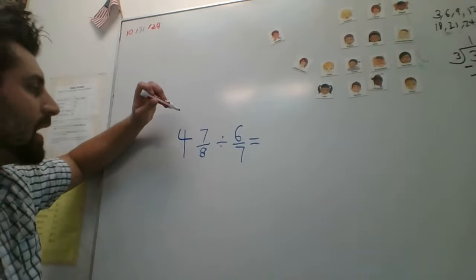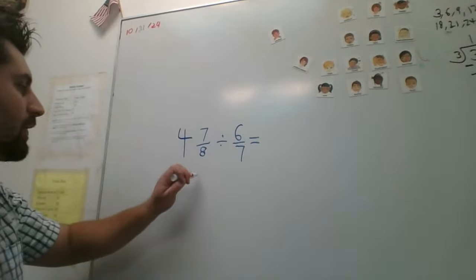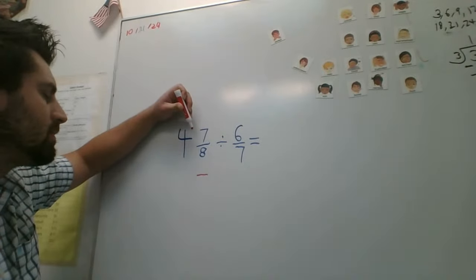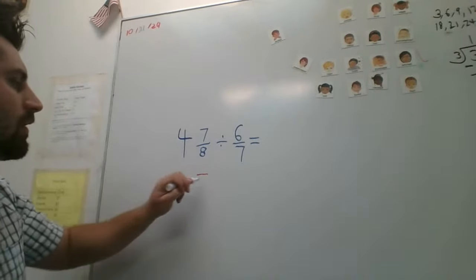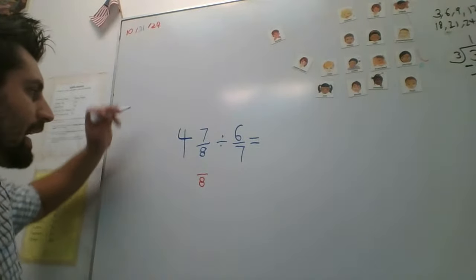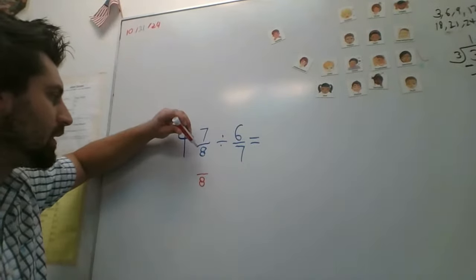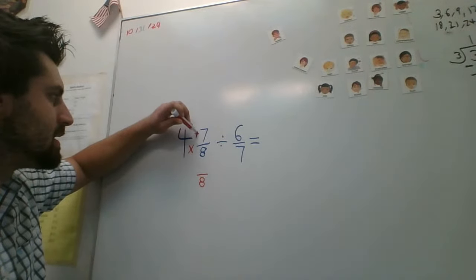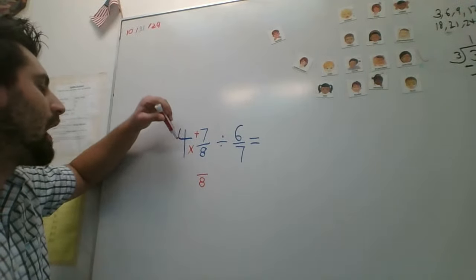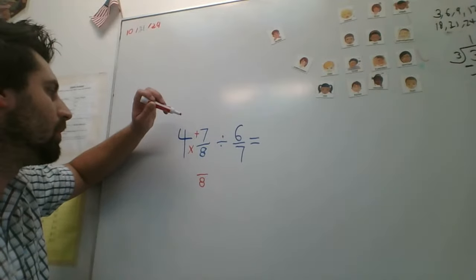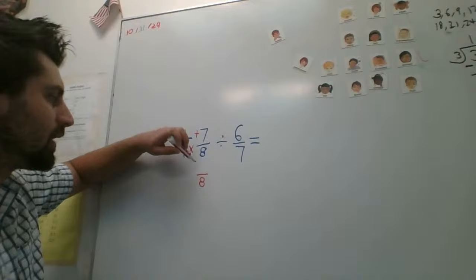Whatever the denominator is in the mixed number, it will be the same for the improper fraction. So we are working with eighths for this problem. So the denominator is going to be eighths. We convert it to an improper fraction. Next, we multiply the denominator times the whole number, and we have to add the numerator. 4 times 8 equals 32. 32 plus 7 equals 39.